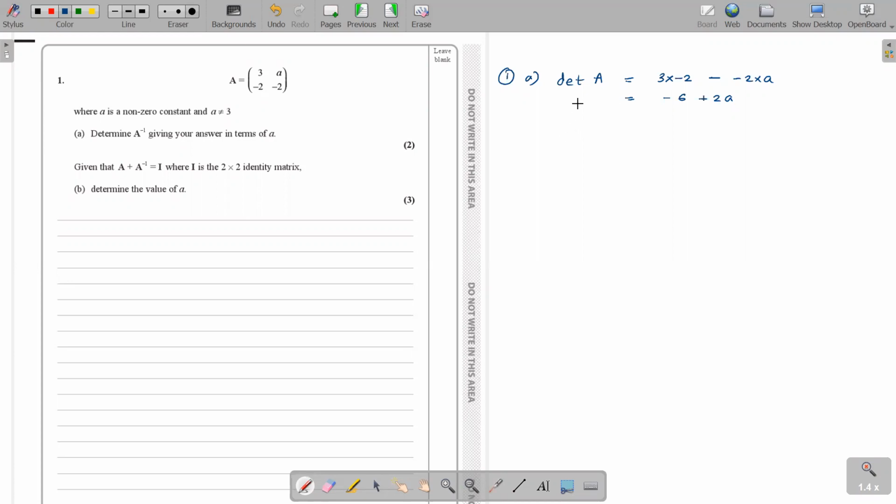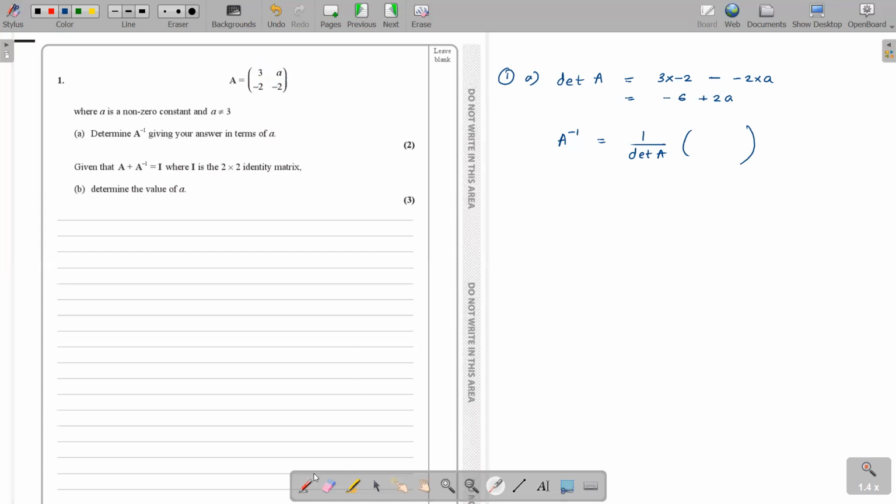And then A inverse. How do we get A inverse? So A inverse is 1 over determinant A. And then what do we do for the elements? Along the main diagonal, the elements are switched. Along the other diagonal, the signs will change.